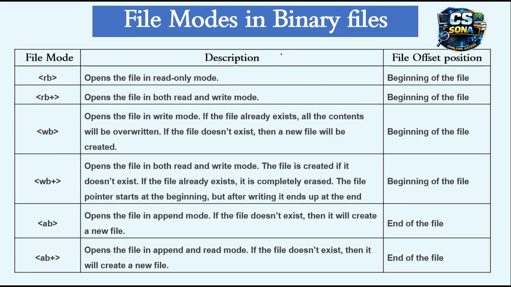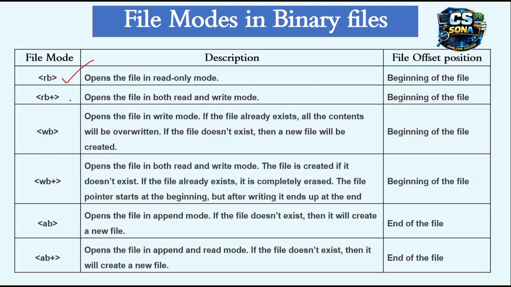Next, we will see the file modes in binary files. First file mode is RB. RB is a read binary mode. It opens the binary file in read-only mode. You can read whatever content is written in the file.